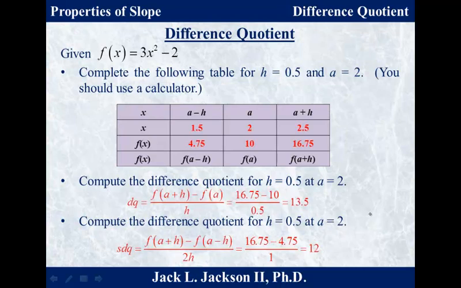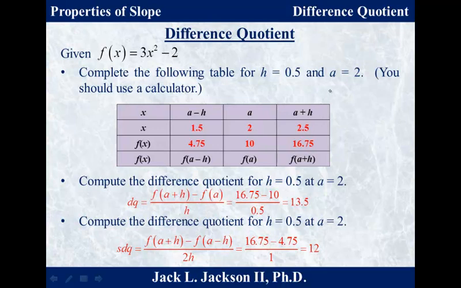And here it is, the difference quotient. Okay, first of all, let's figure out the table. Some of this I can do in my head pretty easily. A is 2. 2 squared is 4, times 3 is 12, minus 2 is 10, so that's 2, 10. The rest of this I did on my calculator.